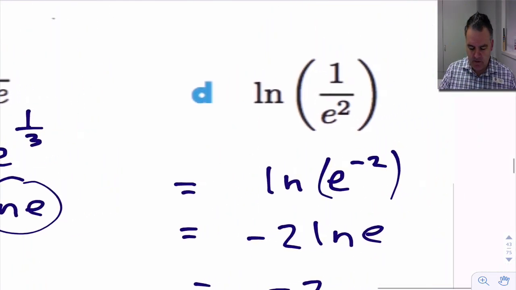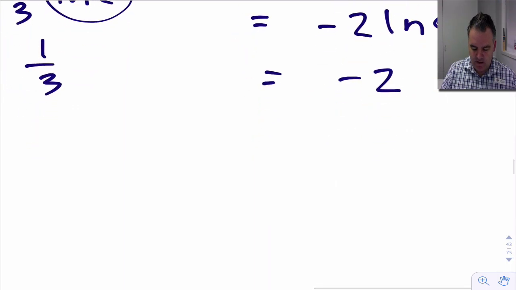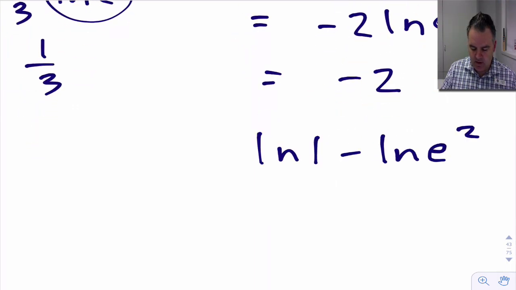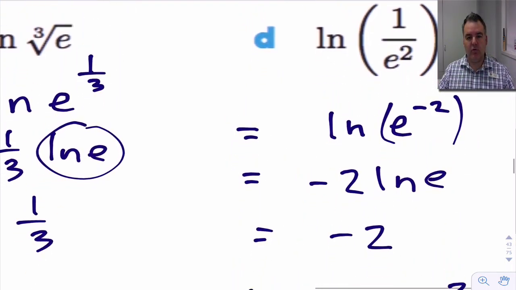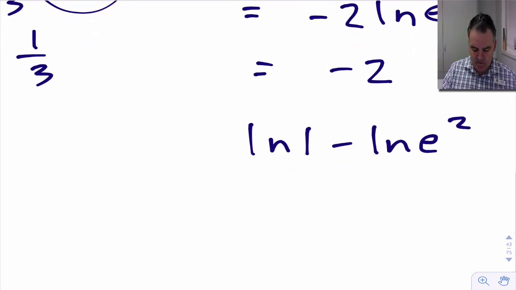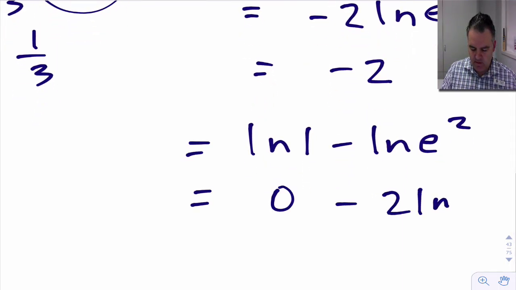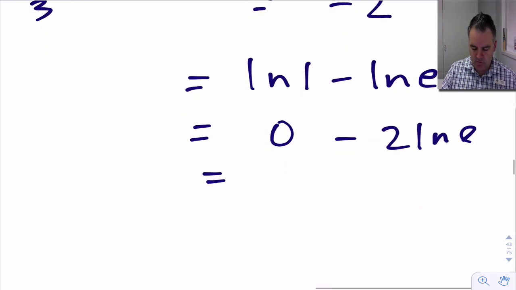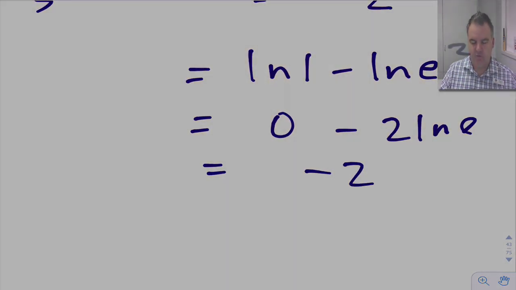There's another way that you could think of this question. ln 1 over e squared is ln 1 minus ln e squared, just using that second log rule that says log a over b is log a minus log b, and so that is 0 minus 2 ln e, so 0 minus 2, which is negative 2.